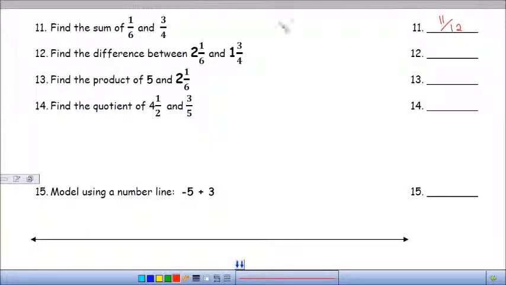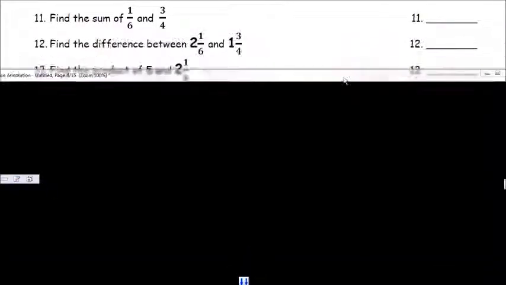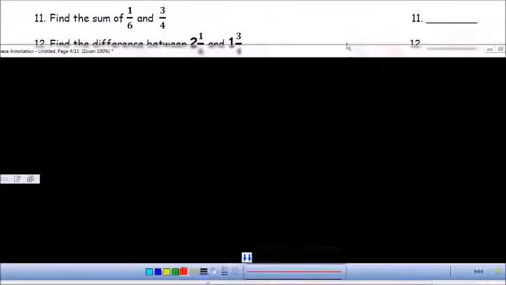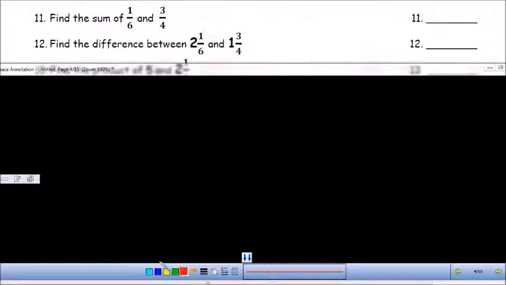Now the difference is very similar, but notice that we have mixed numbers here. So let's talk about how we're going to do those mixed numbers. Let me get a clean page and make it fit. Okay, so here we go.